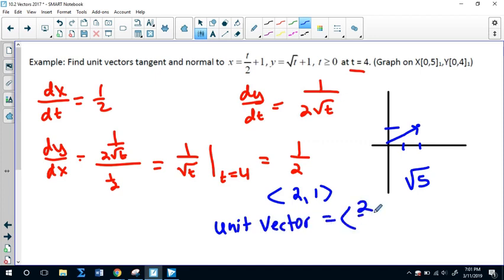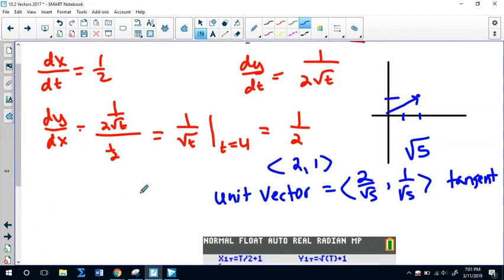So 2 over root 5, 1 over root 5. So this would be the one that is tangent because that's what the derivative is giving me. And then I have to think of opposite reciprocal slope to come up with my normal vector. So this is my tangent. So my normal is the same as saying I could write it as 1, -2. I could write it as -1, +2.